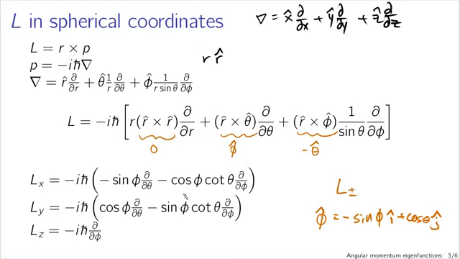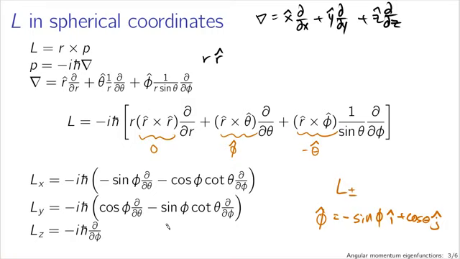Likewise for L sub y, the y component of the angular momentum. L sub z, however, only has derivatives with respect to phi, and this should make a fair amount of sense since z is special in spherical coordinates. Phi is the angle that rotates around the z-axis. So that's all well and good.